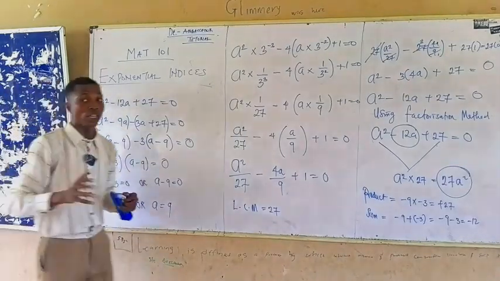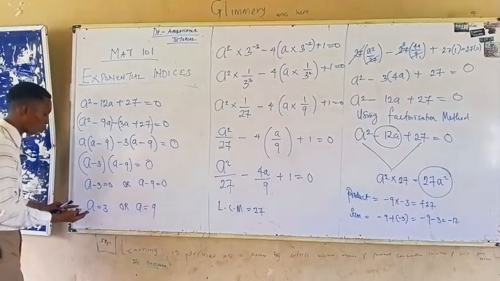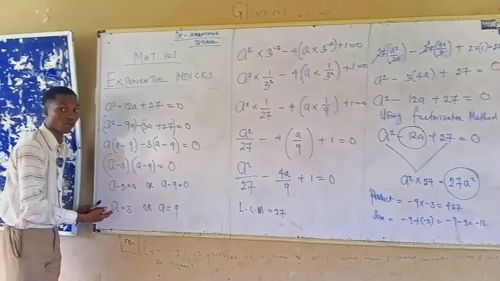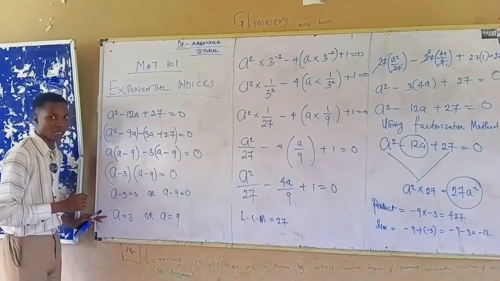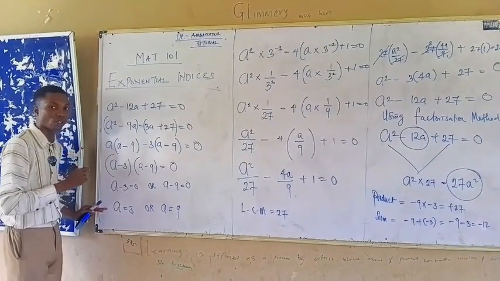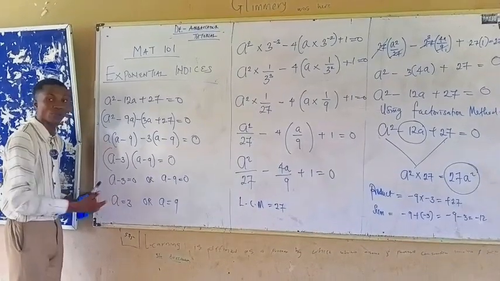Now, that's not the whole question. Remember that our a was representing a particular value. So we have to return back the value to get the value of x. At the long run, we started finding x, not a. Now that we've gotten our a, it's very, very easy to get your x. So how do we get our x?